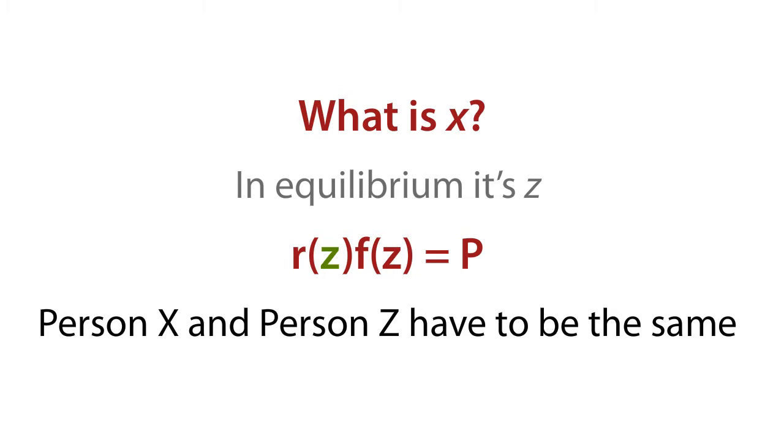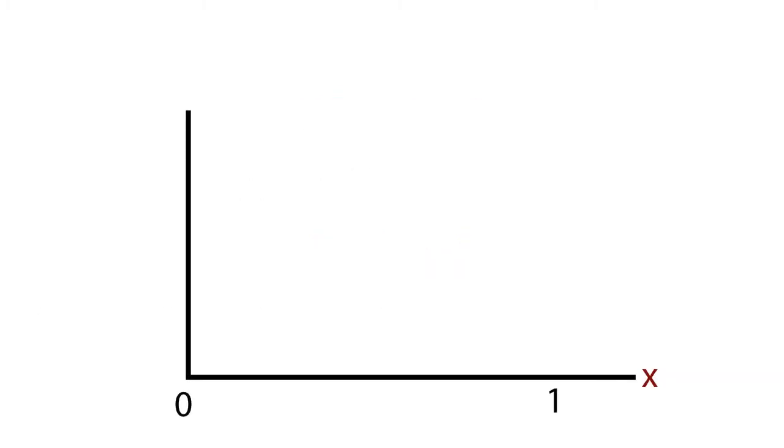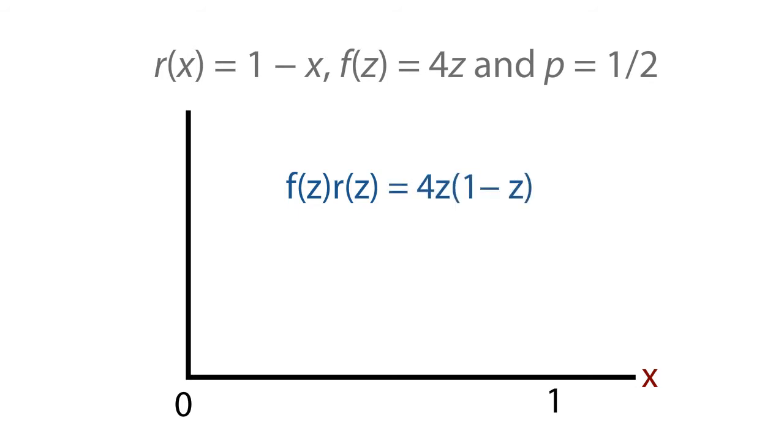Let's take that intuition now about what an equilibrium has to be and return to our example to actually figure out how to compute one. So in our example, remember, we had R of X equal to 1 minus X and F of Z equal to 4 times Z. And we had P equal to a half, but that's not relevant quite yet. Let's first figure out what F of Z times R of Z looks like. That in this example is going to be 4Z times 1 minus Z. Remember, we're plugging Z into R with the idea being that the critical person using the product has to be person Z if expectations Z are correct.